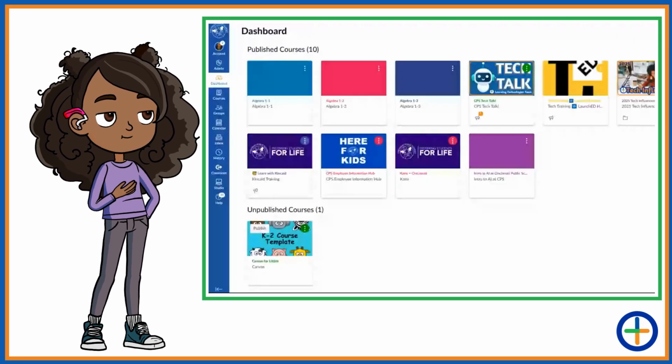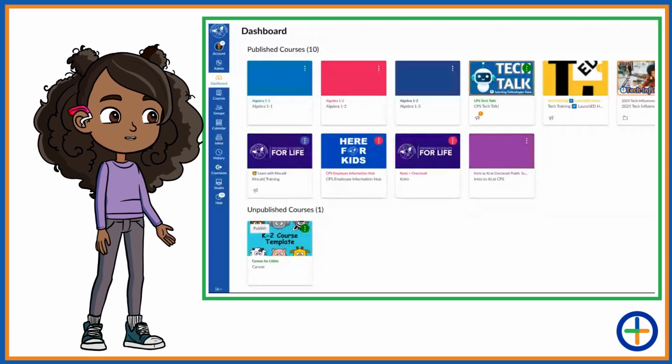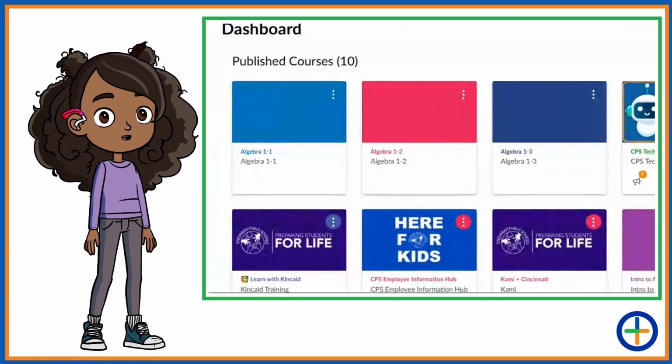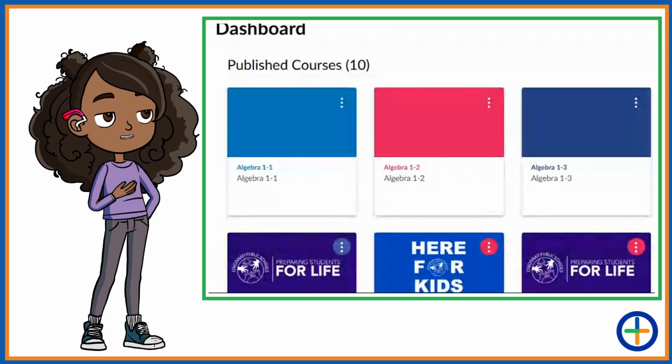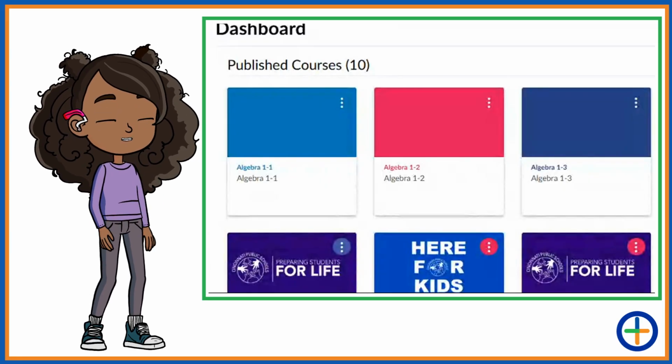Start by identifying which courses you would like to cross-list. Think in your mind, which of these courses would I like to combine into one? For this video, I am going to be cross-listing 3 courses: Algebra 1-1, Algebra 1-2, and Algebra 1-3.